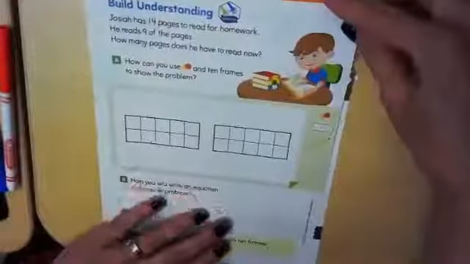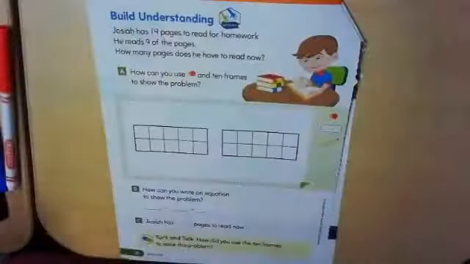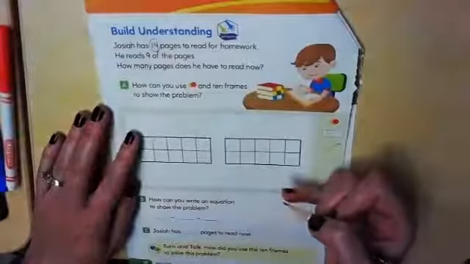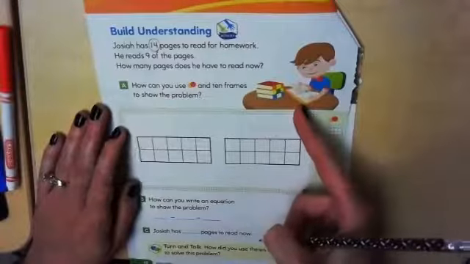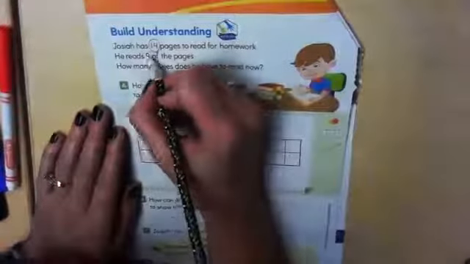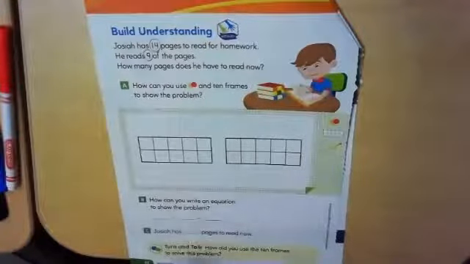We're going to turn to page 62 with the little boy sitting at the table with his books. Looks like he's doing some homework or something at home. All right, so let's read our problem. Josiah has 14 pages to read for homework. I knew it, I knew he had homework. He reads 9 of the pages. How many pages does he have to read now?